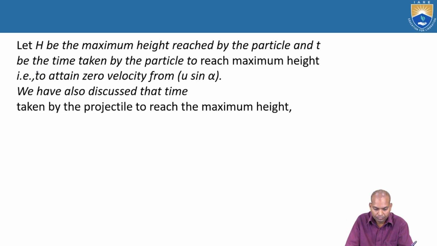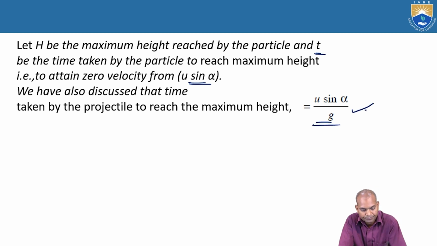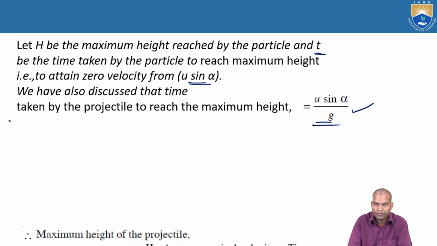Now we are going to find the maximum height. Let h be the maximum height reached by the particle, and let t be the time taken by the particle to reach the maximum height. The velocity must go from u sin alpha to 0, so the time taken by the projectile to reach the maximum height is u sin alpha by g.